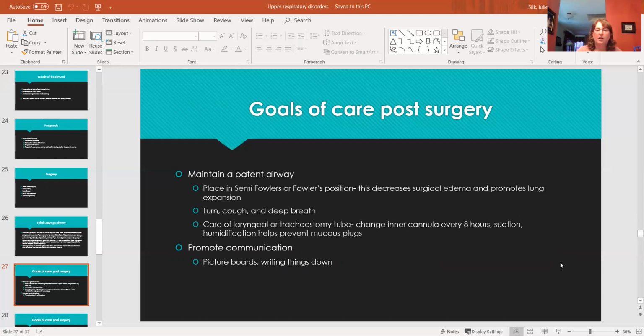So change that inner cannula every 8 hours. You're going to suction them and provide humidification, because if you don't, they're going to end up with a mucus plug, and that can cause hypoxia.